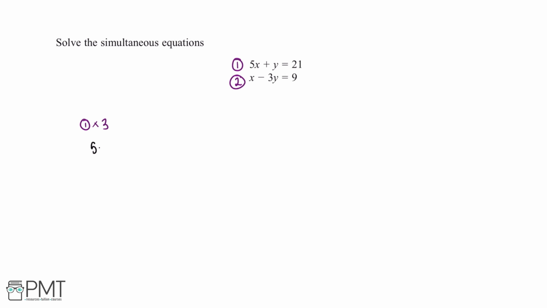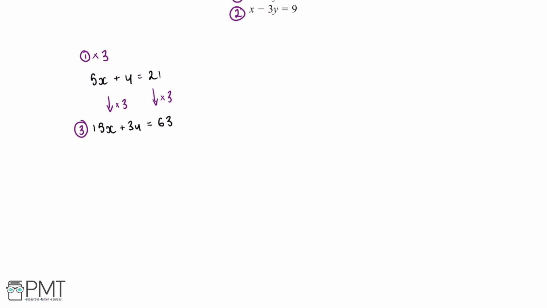So if we multiply both sides of this equation by 3, 5x multiplied by 3 is 15x, y multiplied by 3 will give us 3y, and then 21 multiplied by 3 will give us 63. And we can label this equation 3. So now what we can do is add equation 2 to equation 3.